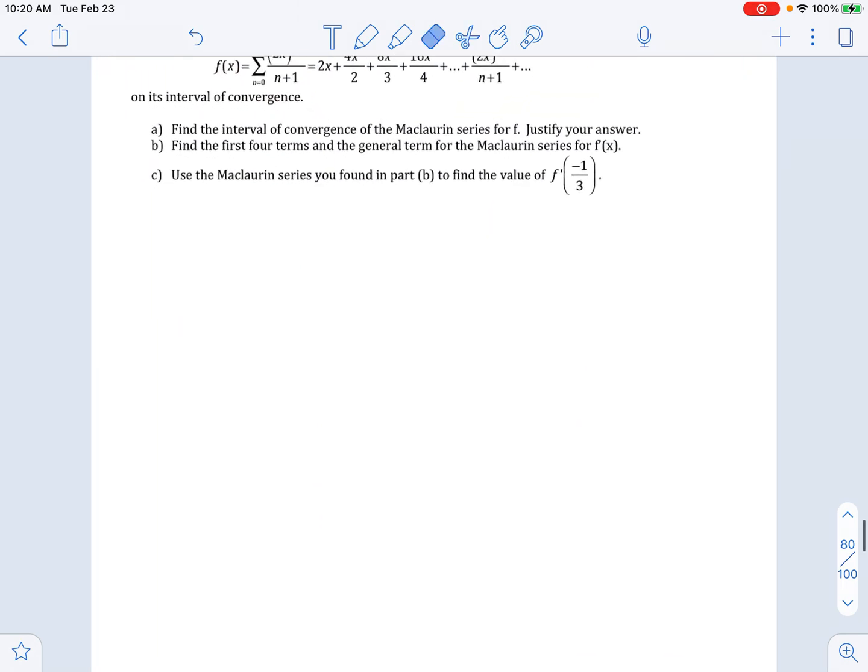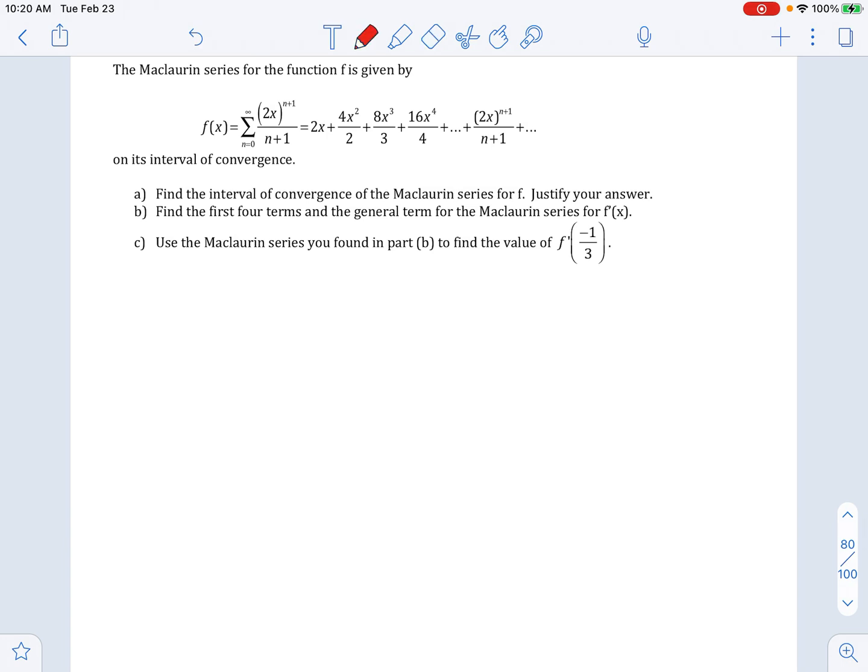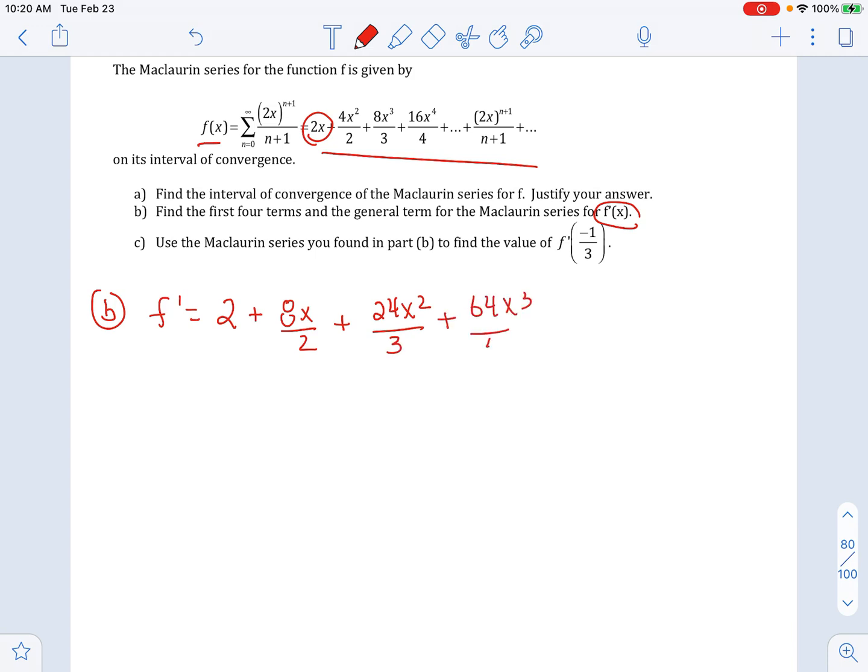Part B says, find the first 4 terms and the general term for f prime. So this is f. In order to get to f prime, I'm just going to take the derivative. The derivative of the first term, 2x, is just 2. The derivative of the next term, 4x squared over 2, is 8x over 2. Then keep going: 64x cubed over 4 plus dot, dot, dot. Notice it wants the first 4 terms. I'm going to simplify this a little bit, and notice what happens.